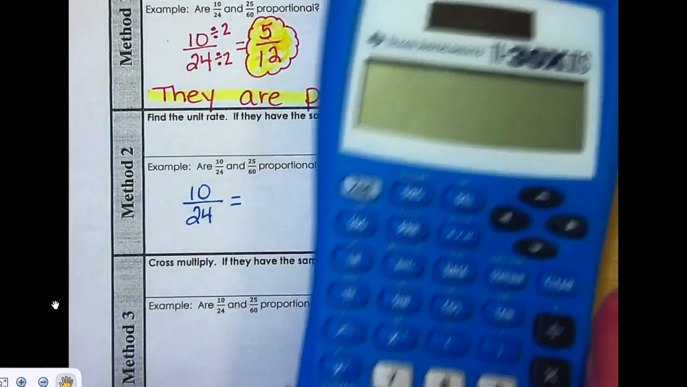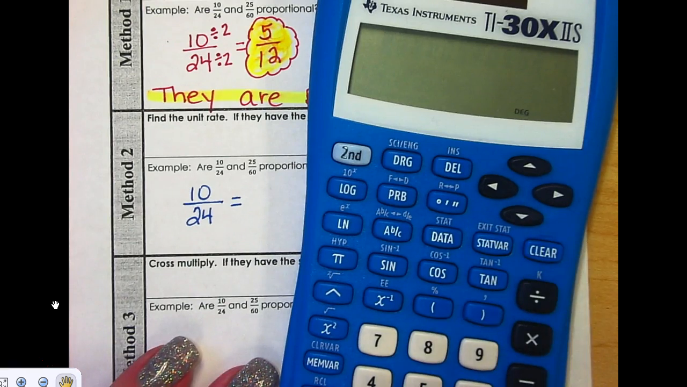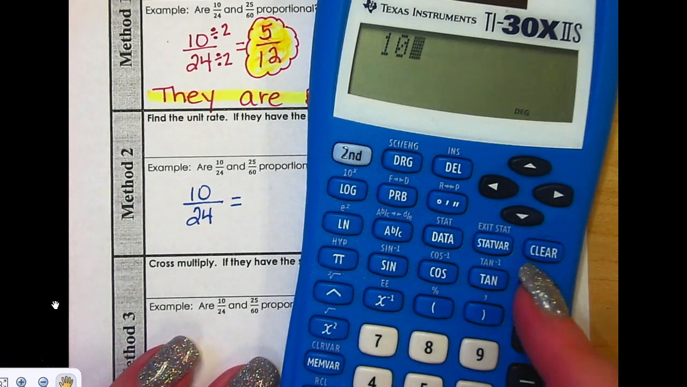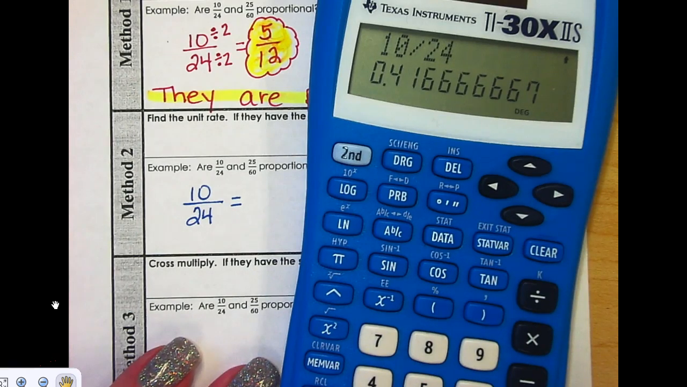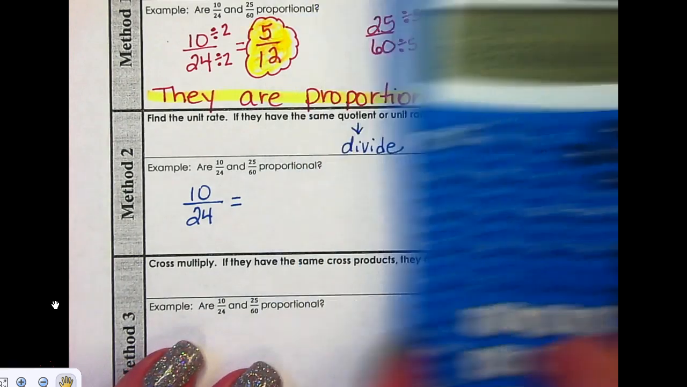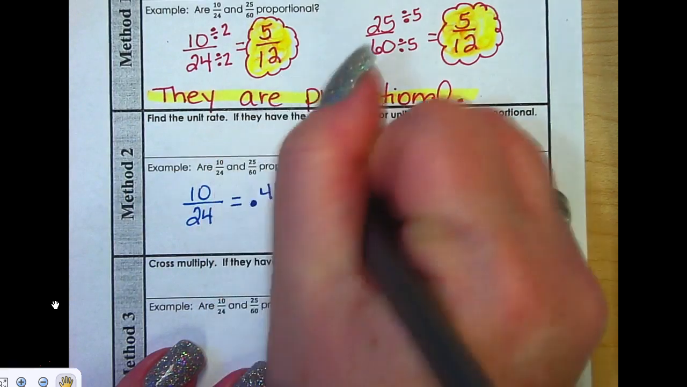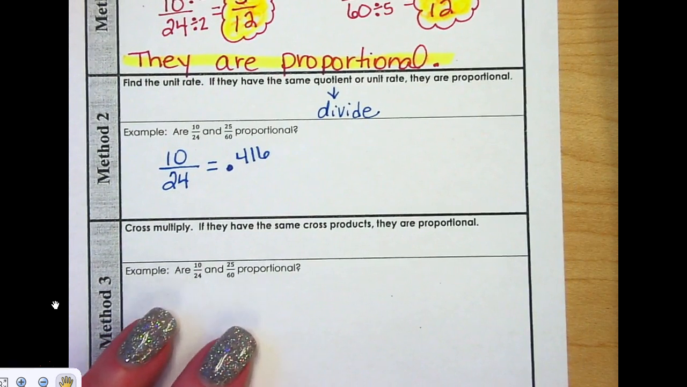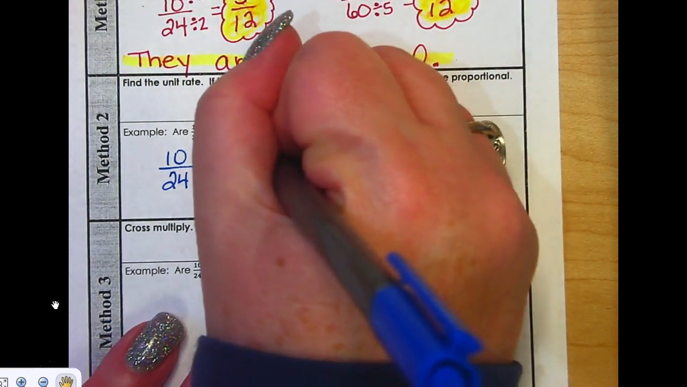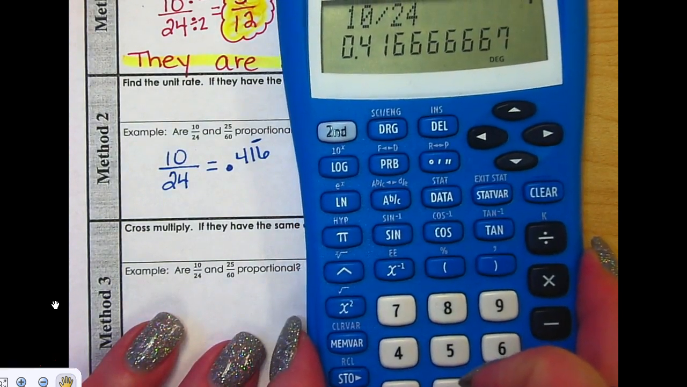And so on a calculator, 10 divided by 24. And we get decimal 416 repeating. And where am I going to draw the repeating bar? Over the 6, right? Because this 6 repeats, we only write it one time and we draw the bar over that.